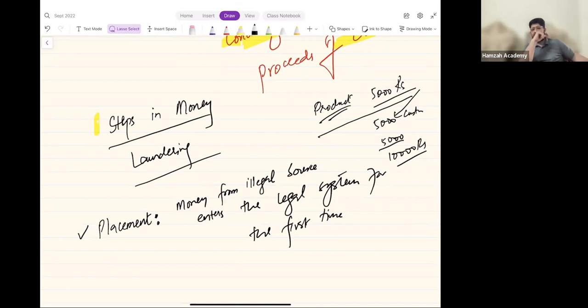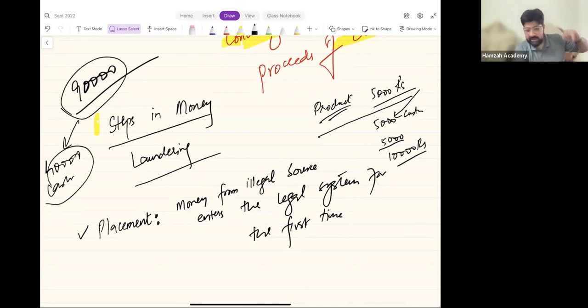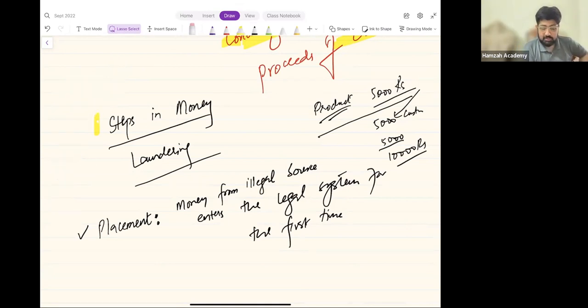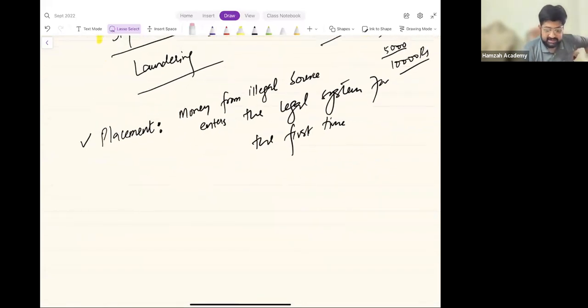Another example. I have 10 employees. 5 employees I pay a salary of, for example, 90,000 each. And out of that, I pay 40,000 in cash and show 50,000 in the system. The 40,000 I am paying from illegal money. So illegal money is entering the legal system. Placement. Once placement is done, the second stage is layering.